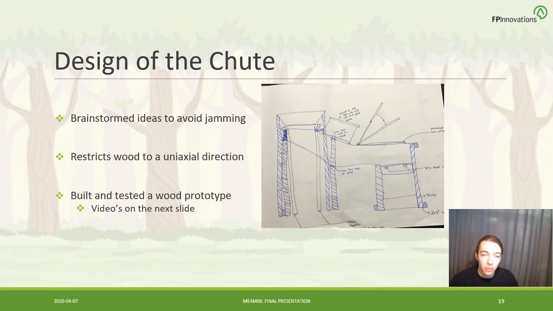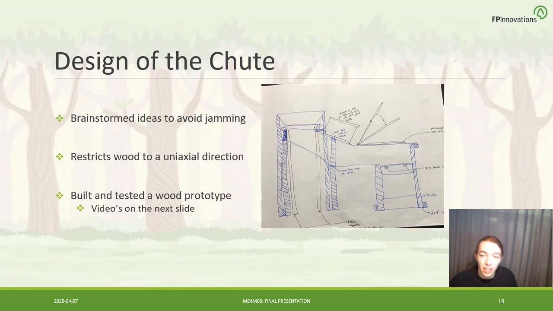Moving on to the design of the chute. The chute is one of the most critical parts of our entire design. One of the biggest issues that we realized very quickly when dealing with firewood is how difficult it would be to avoid jamming. Wood is very obscure in shape and size. There are so many variables when dealing with wood that it's hard to consistently orient wood without having it jam up.